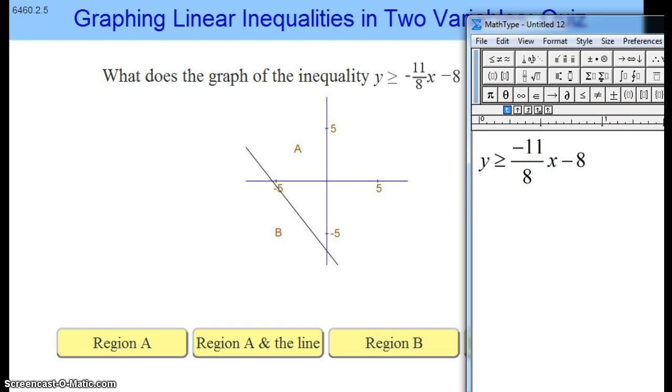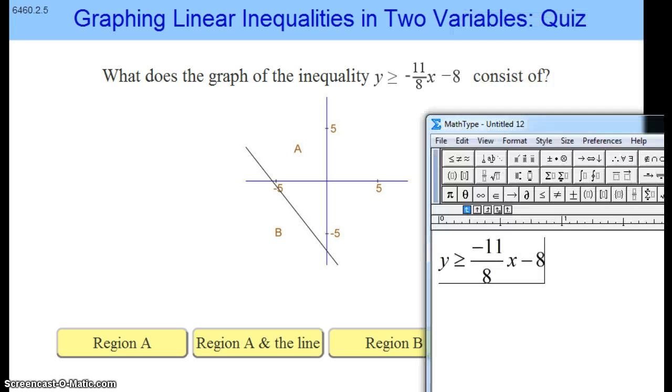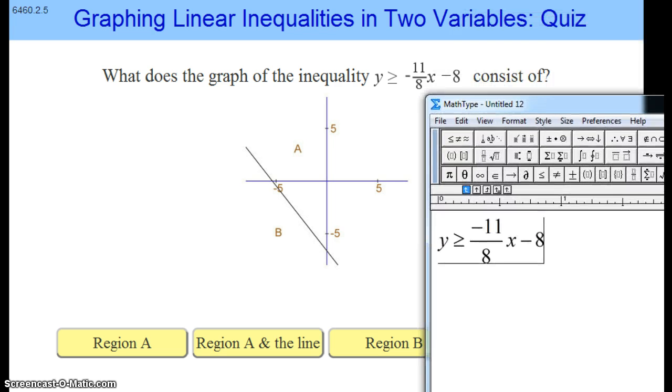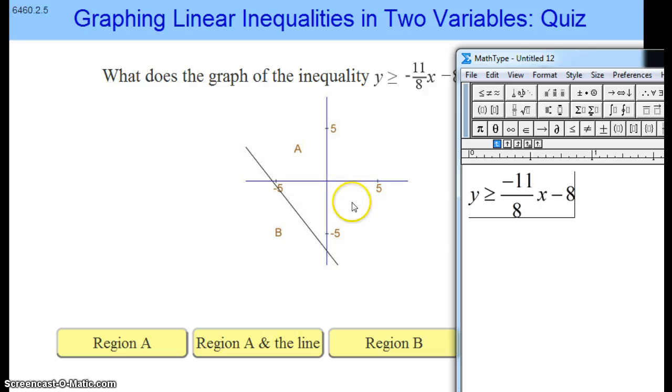Sorry, my computer is bugging out. Let's test the point 0, 0 and see if that's true. If it's true, then we can conclude that everything in region A is true. If it's not, we can conclude everything in region B is true. So let's plug in 0 for y and 0 for x. We get 0 is greater than or equal to, and this whole thing is just 0.